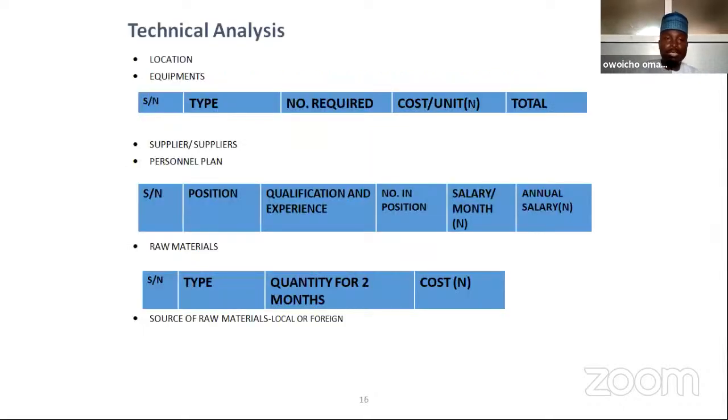Okay, then technical analysis. Where are we locating this business? What equipment are we using? Who is going to be our suppliers? Where are we sourcing our raw materials from? Is it local or foreign? And if it's foreign, we have to factor in days of shipping, days of clearing, and those other additional expenses.